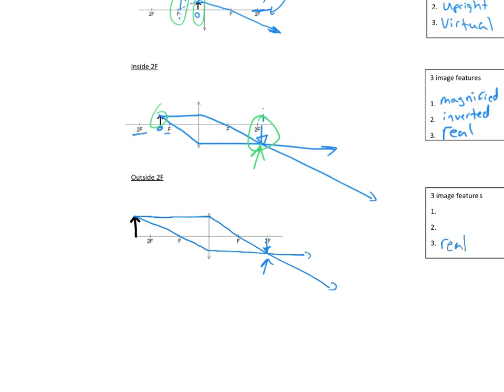Okay, this is my image. If we compare the size of this to the size of this, it's smaller, so this is diminished. And then finally, is it upright or inverted? Well, it's upside down, it's below the line, so it's inverted.